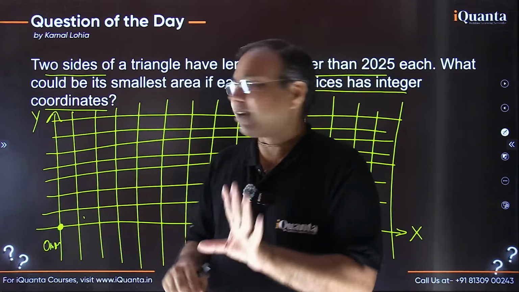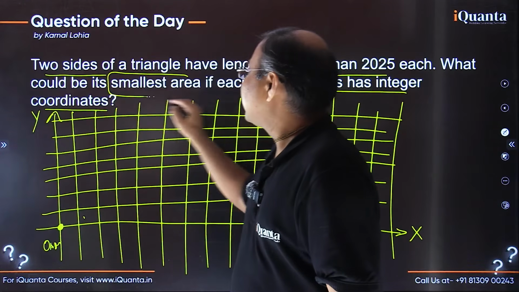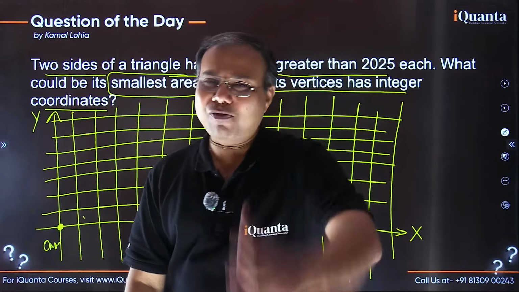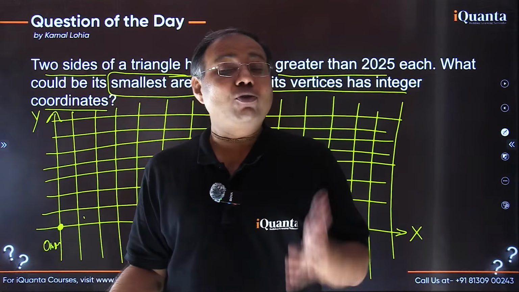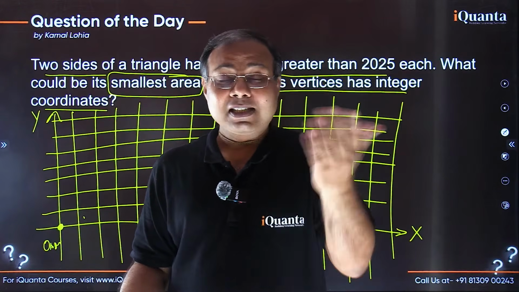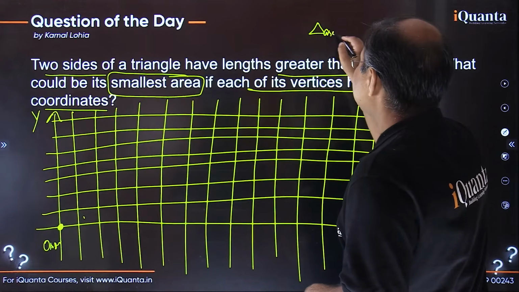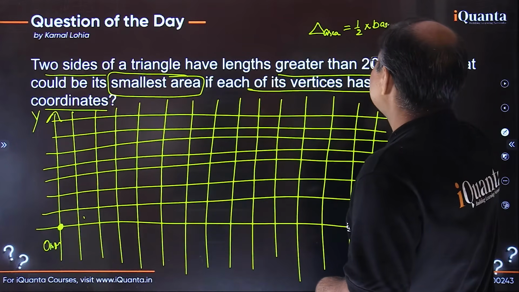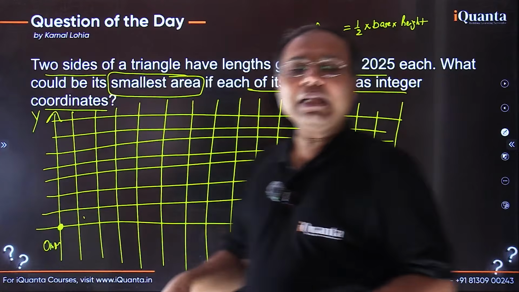That's almost clear, right? But our objective is to find out the smallest area. Can you tell me how we find the area of a triangle? The simplest way. The area of a triangle is half base into height, right? You studied this in the 6th or 7th class for the first time in your schooling. Is that true, sir? Yes, certainly.